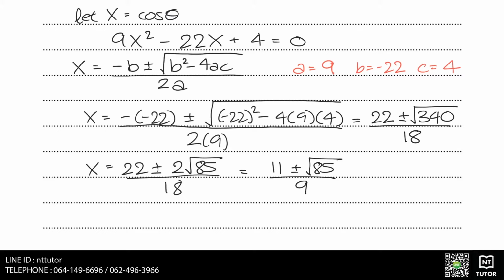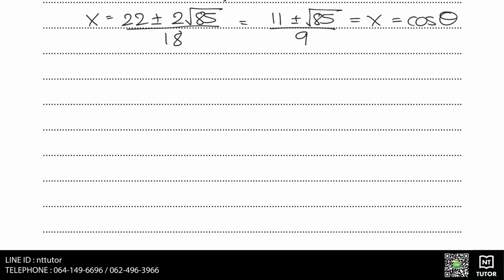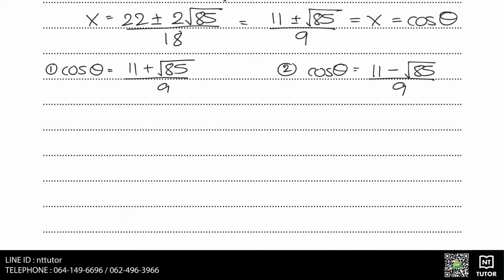After using the quadratic formula, we get x equals (11 plus and minus the square root of 85) divided by 9. Our x is equal to cos theta, so this equals cos theta. So therefore, we have two answers for cos theta, (11 plus the square root of 85) over 9 and (11 minus the square root of 85) over 9.